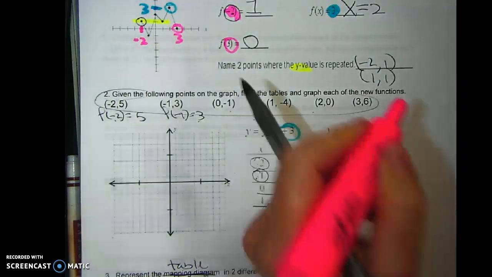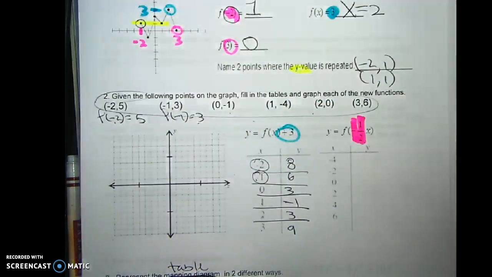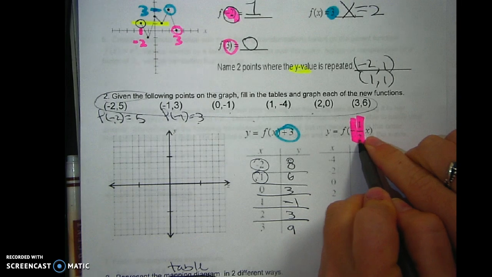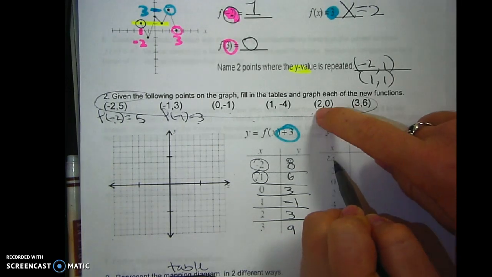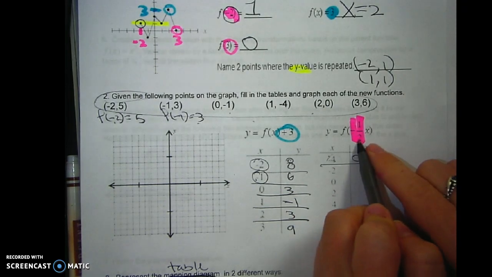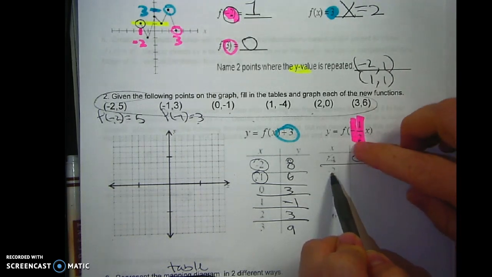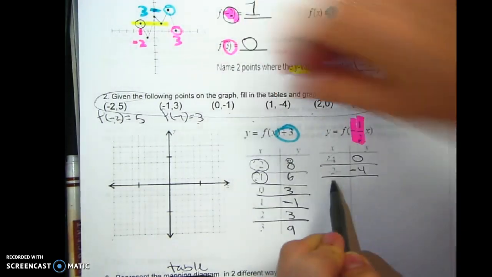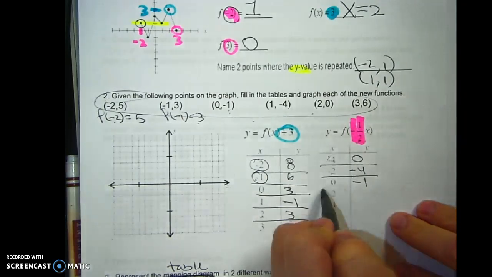Now, this time what I'm doing is I'm taking half of the x value to then find the y value. So -1/2 times -4 is positive 2. There's positive 2, the y value is 0. Half of -2, or -1/2 of -2 is positive 1. The y value is -4. Half of nothing is nothing. The y value is -1.